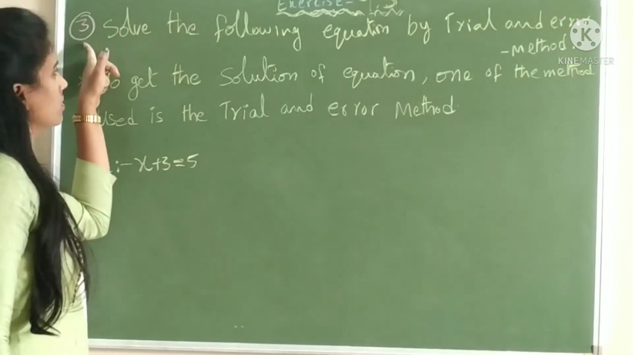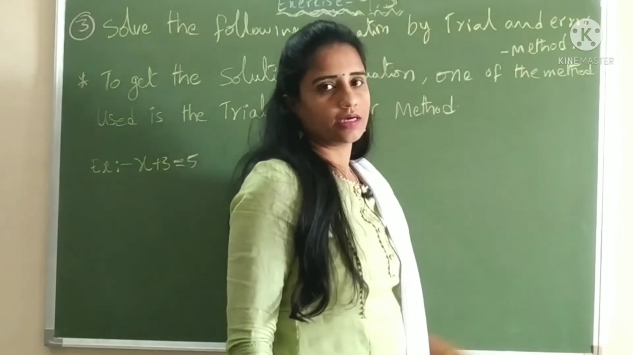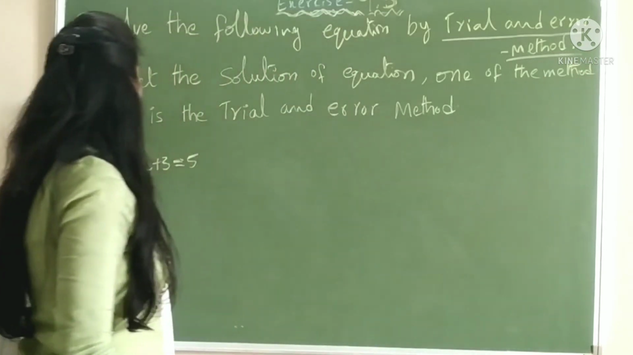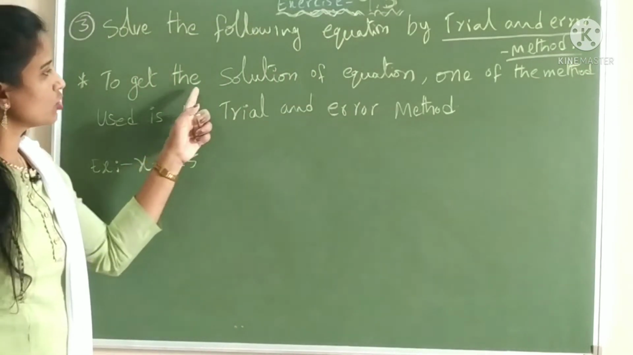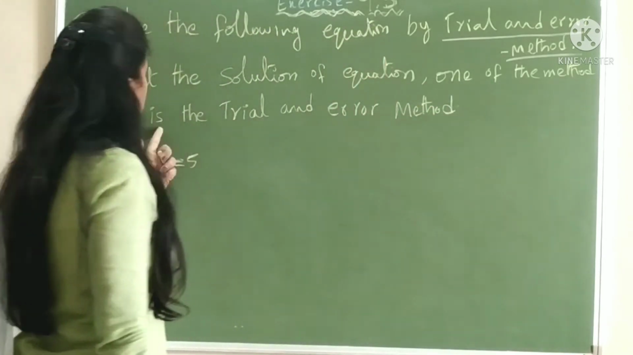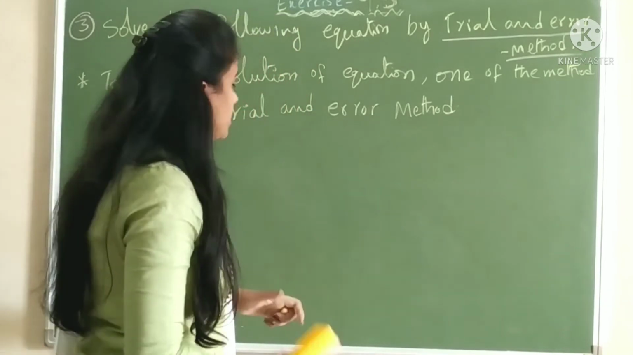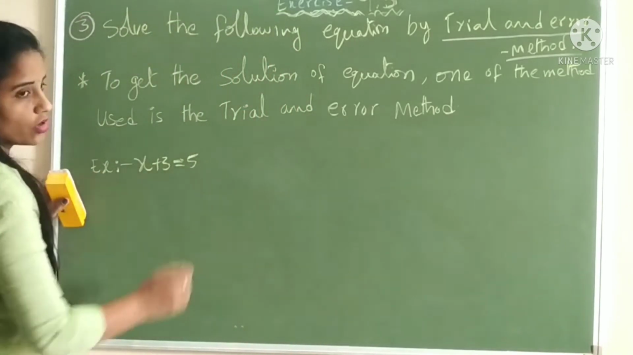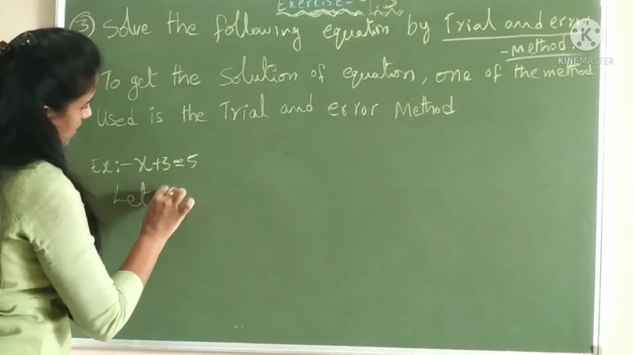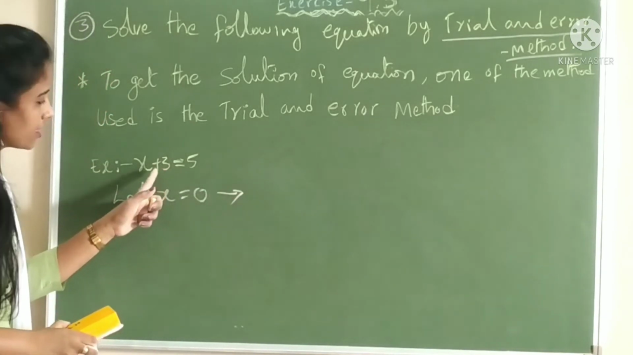See, third question: solve the following equation by trial and error method. What is the trial and error method? The trial and error method is one of the methods used to get the solution of a given equation. Let us see an example. x plus 3 is equal to 5. Suppose let x is equal to 0. Then substitute the x value in the given equation.